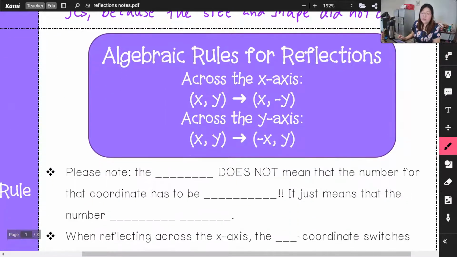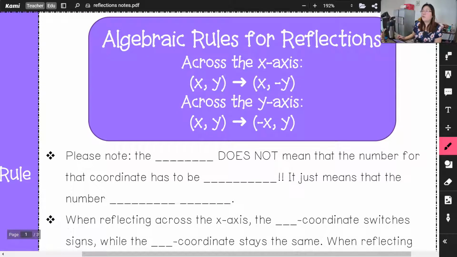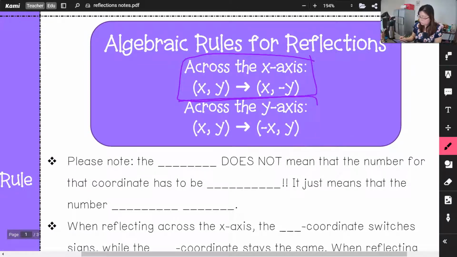Okay? Well, so now we get to the meat and potatoes, the algebraic rules for reflections. Well, unlike with translations, we don't have to count or do anything like that. There's just two that we have to remember. Okay? First one is when we reflect across the x-axis, and the second one is when we reflect across the y-axis. Okay? So you'll see, when we reflect across the x-axis, if the original point is (x, y), it becomes (x, negative y). When we flip across the y-axis, the original point is (x, y), and the new point becomes (negative x, y).